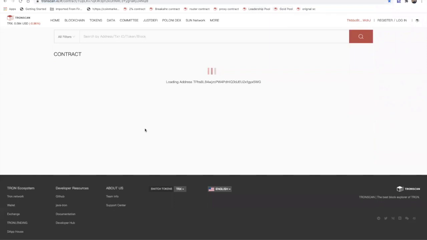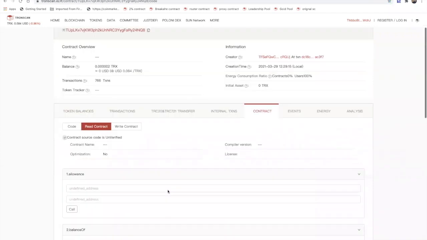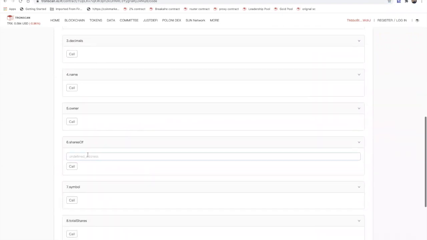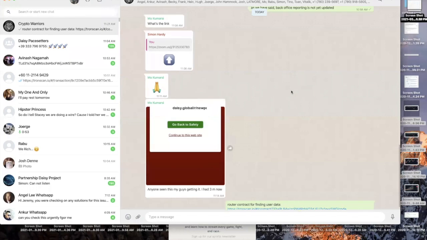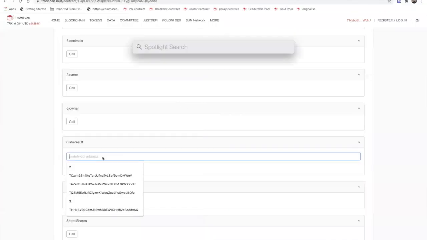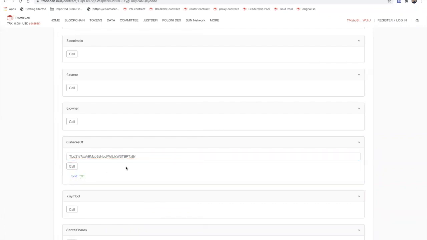Oh, wow. Okay. Go to contract. Go to read contract. Shares up. Put their, oh, sorry. Let's just go back here. This member, put their address in. This person has 0 shares in the Pacesetter pool.